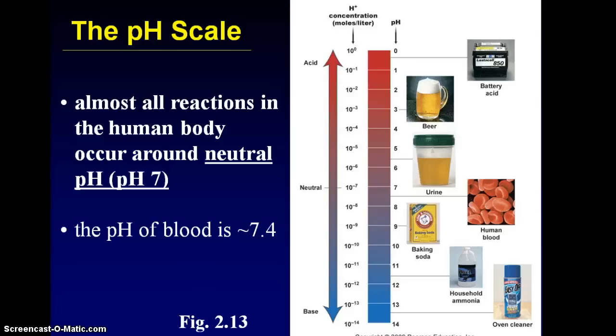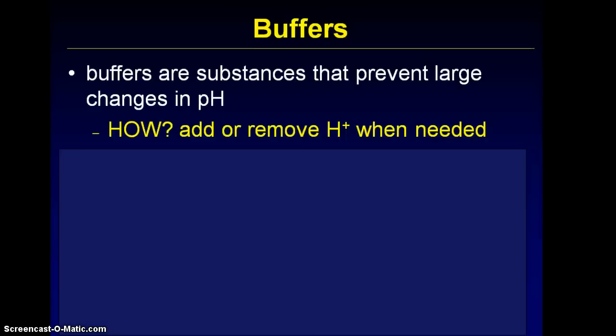So if we look at the pH scale, 7 is a neutral pH. Anything below 7 is defined as an acid, and anything greater than 7 is defined as a base. In our body, we have important buffers that basically prevent drastic changes in pH. And how they do that is either by adding or removing a hydrogen ion when needed.